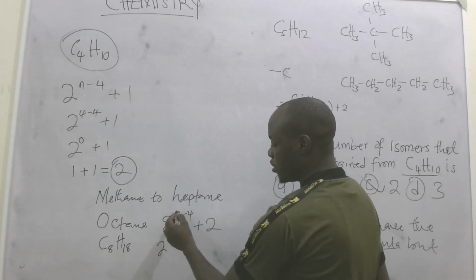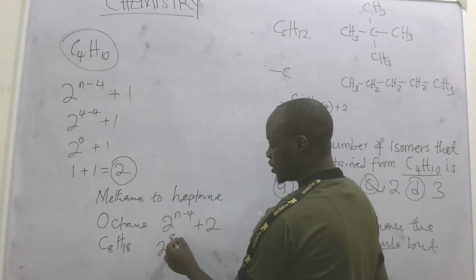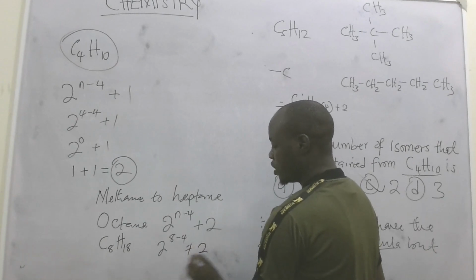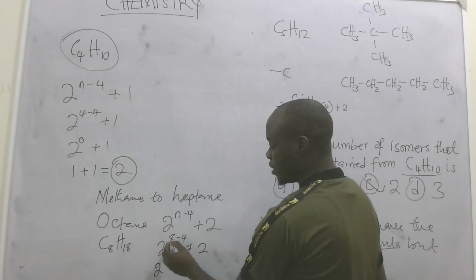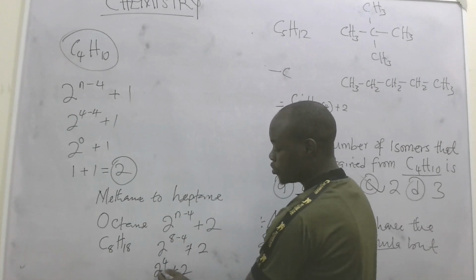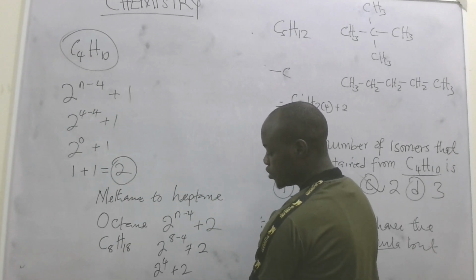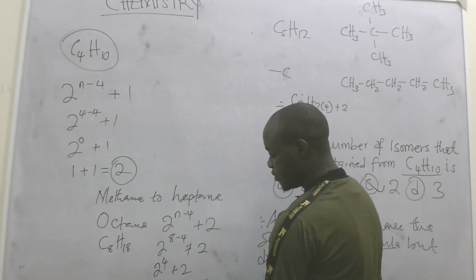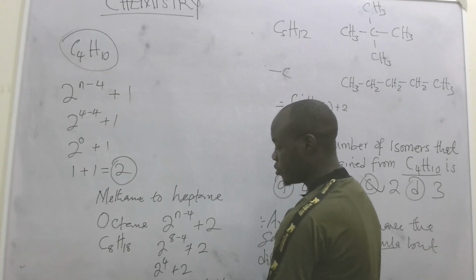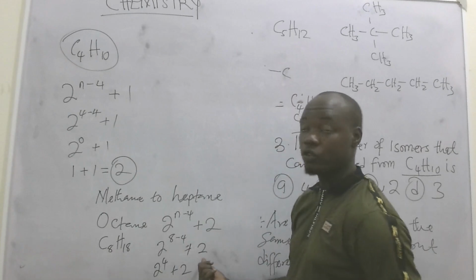If you want to know the possible numbers of isomers of this, we add 2. The number of carbon is 8, then minus 4 plus 2. 8 minus 4 is 4, and 2 power 4 is 16, plus 2. So we have 18 isomers of octane. So this is applied to octane.